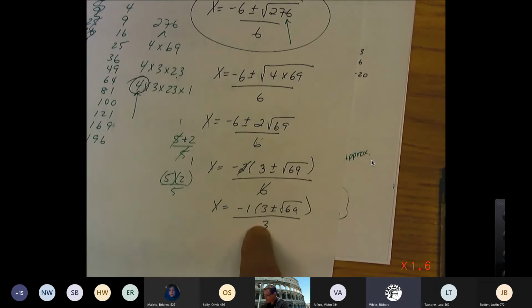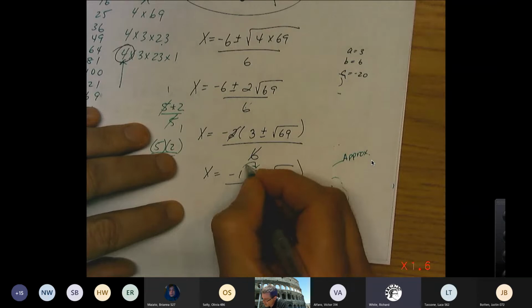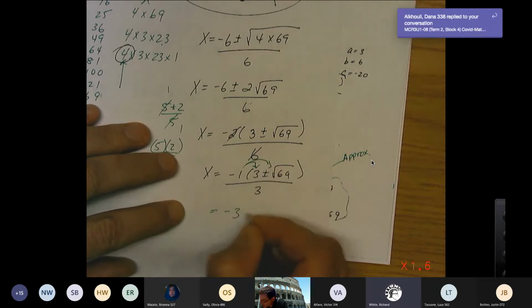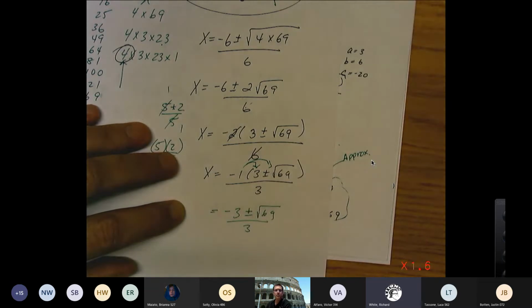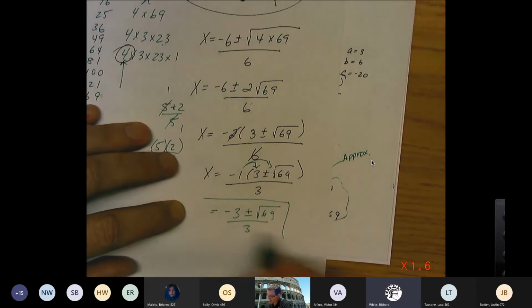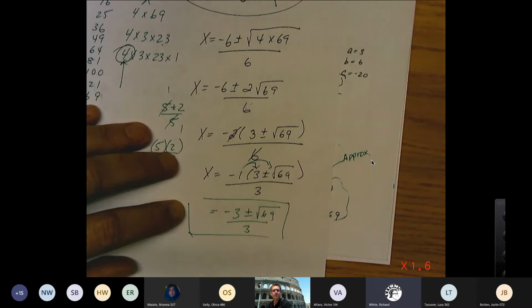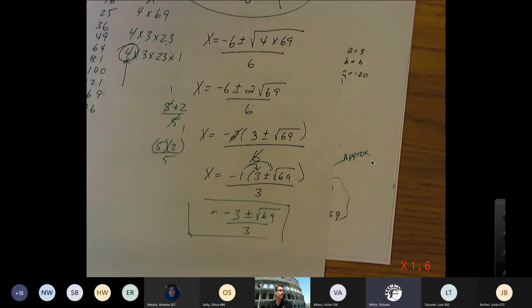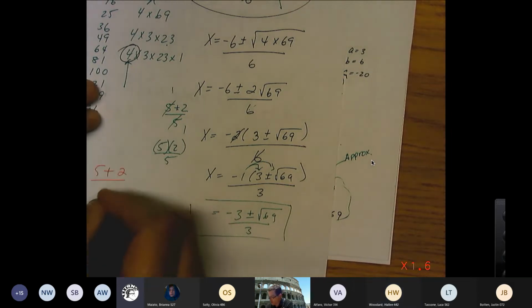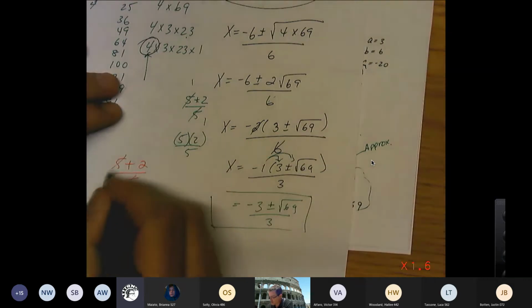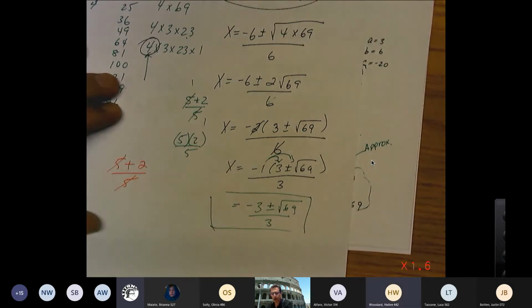And this negative you could put inside, and it could look like -3 plus or minus root 69 over 3. And that would be fine too. That's a fine answer. In fact, that might be a nicer answer than having the negative on the outside. In fact, I like this one a lot better. But do remember that you can't reduce out those 3's. They stay in there. Why are we not allowed to reduce the 3's? Well, if you had 5 plus 2 over 5, are you allowed to reduce these 5's? Oh, okay. Right? Same idea here.